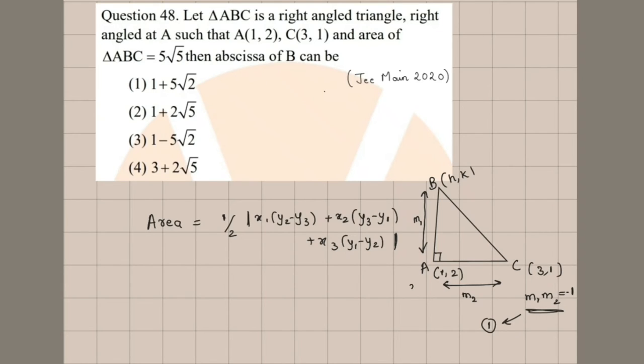Let's say this is x1 comma y1, this is x2 comma y2, and this is x3 comma y3. If you equate this area with 5 root 5, you get an equation in x3 comma y3, because x1, x2, y1, y2 are known. Similarly, if you multiply the slopes of BA and AC, you get an equation in x3 comma y3. So if you solve those two equations, you should get the abscissa and ordinate of B.